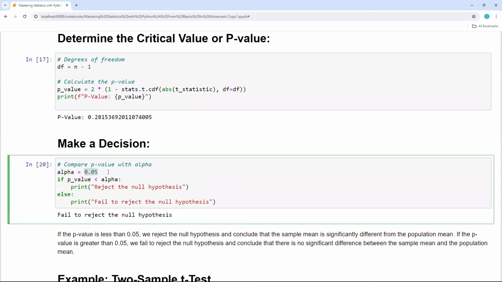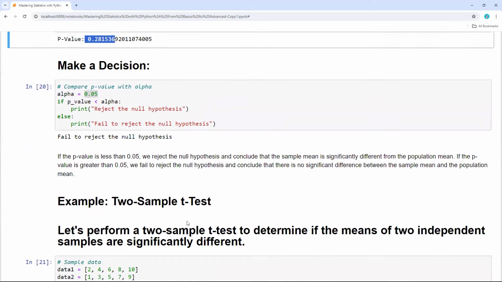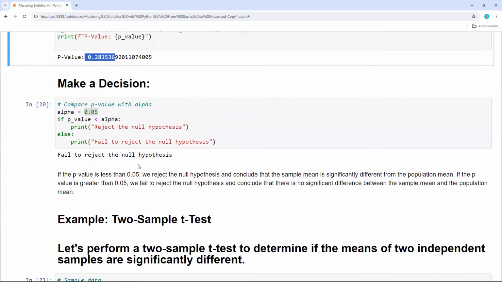Then I'll make a decision. If alpha is 0.05, if my p-value is less than alpha, then I have to reject the null hypothesis. If it is greater than alpha, then fail to reject the null hypothesis. Since my p-value is greater than 0.05, we fail to reject the null hypothesis. If the p-value is less than 0.05, we reject the null hypothesis and conclude that the sample mean is significantly different from the population.